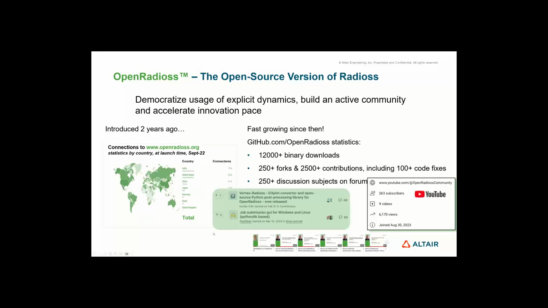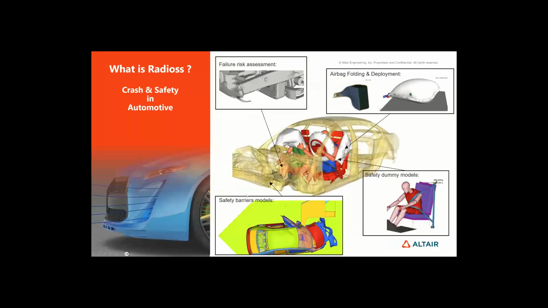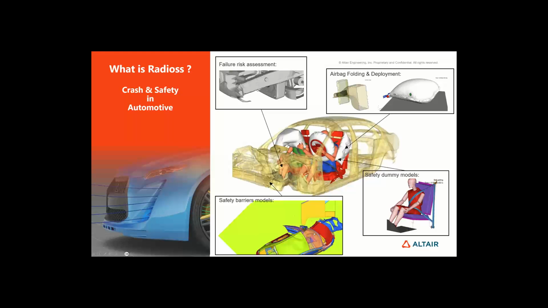Regarding Radioss, it is an industrial proven crash code, initially used in the automotive industry. You see here safety. We have very advanced models for modeling airbags, also full vehicle crash cases, like this small offset rigid barrier crash case. Dummy models, seat belts and so on. So this is used highly in the industry.